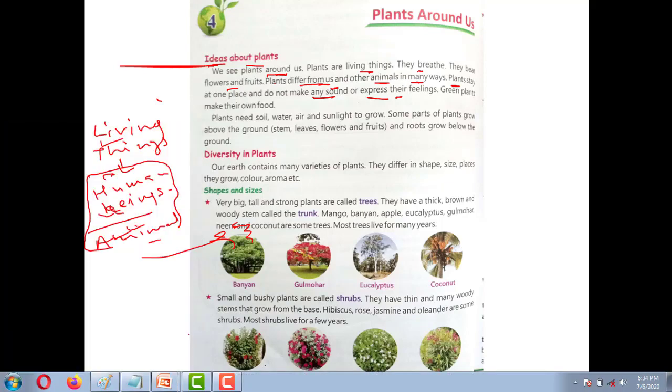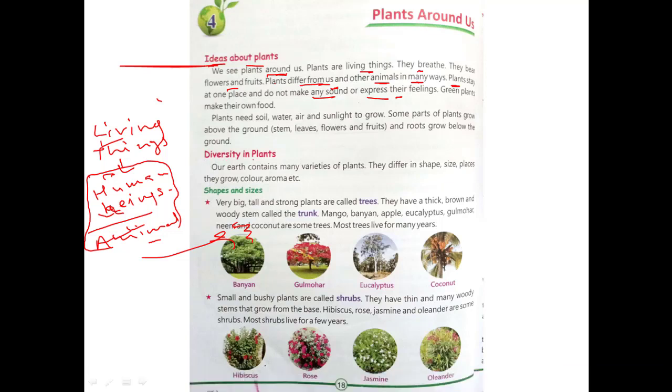Okay, so next is diversity in plants. Okay, diversity means different types. Okay, it means there are different types of plants available on our earth. So let us know about them.